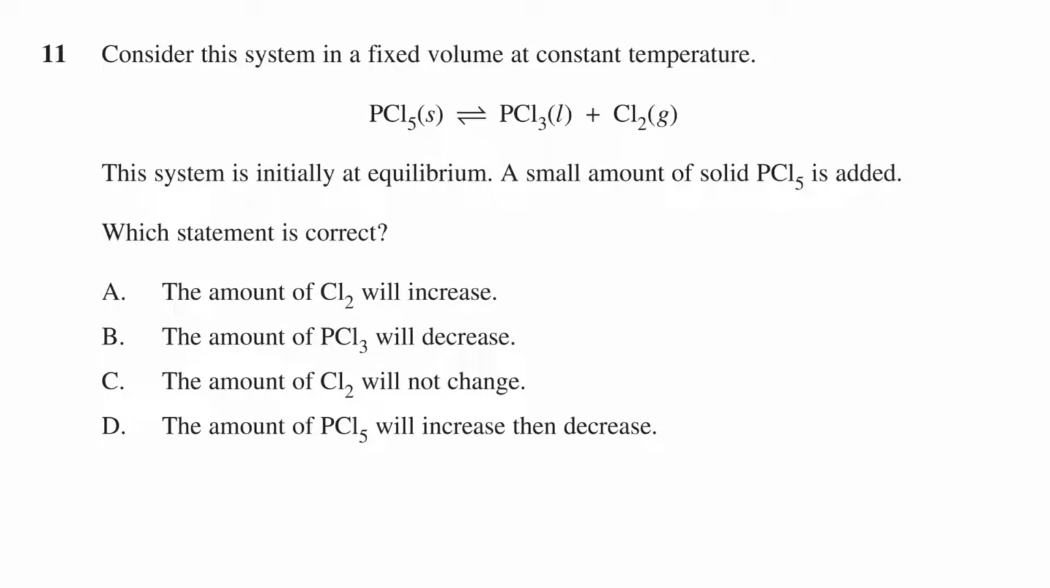A small amount of solid PCl5 is added. Which statement is correct? A, the amount of CO2 will increase, B, the amount of PCl3 will decrease, C, the amount of PCl3 and CO2 will not change, or D, the amount of PCl5 will increase, then decrease.